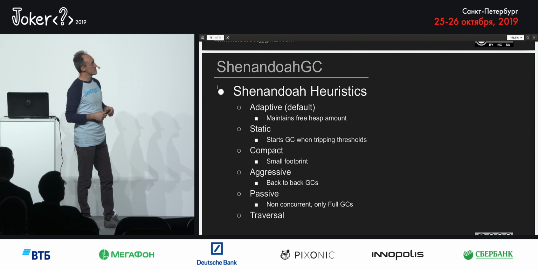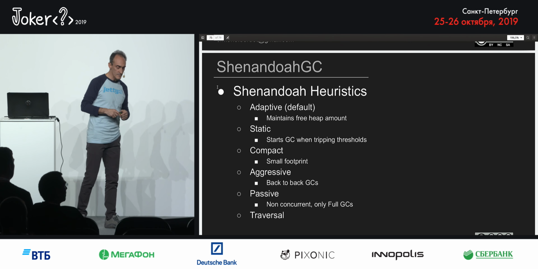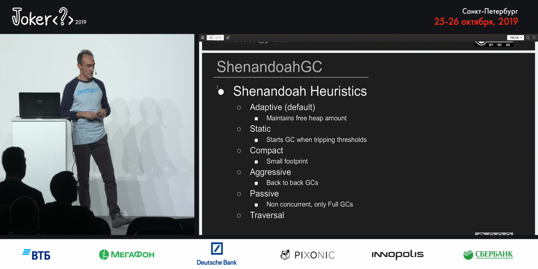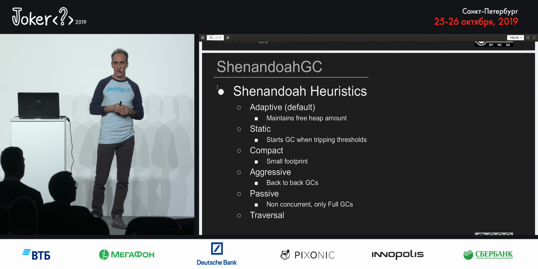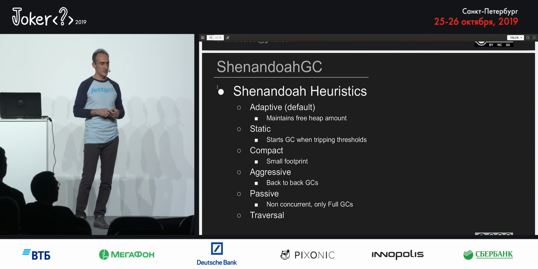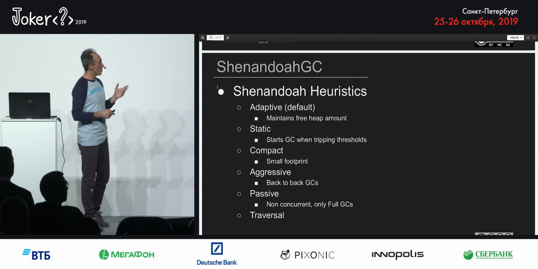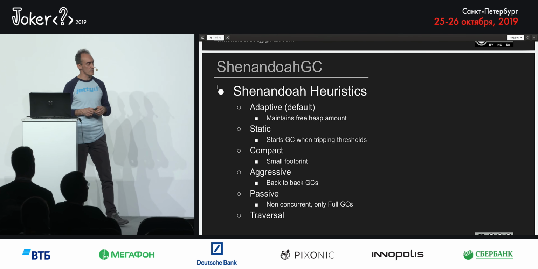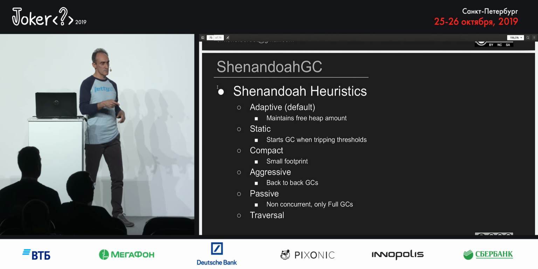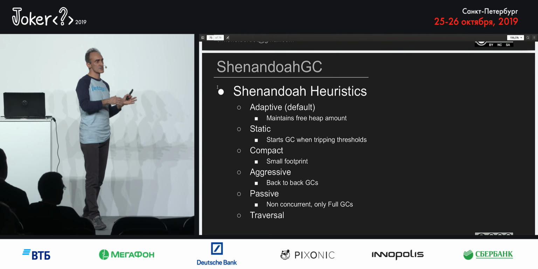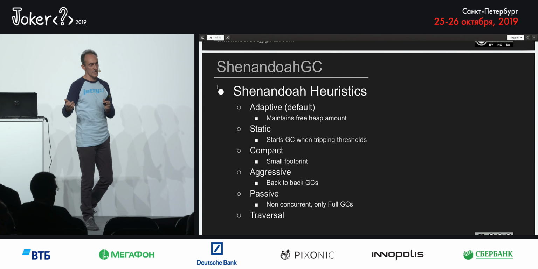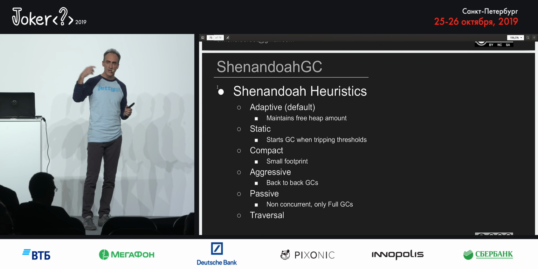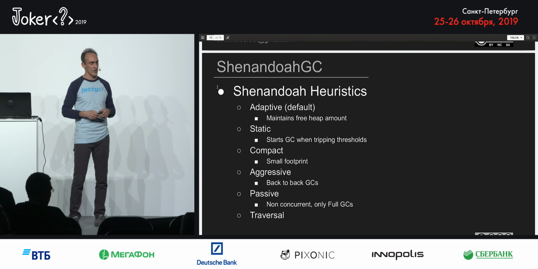So these are the Shenandoah heuristics that you could use. There's adaptive, which tries to maintain a constant free space; static, which trips a garbage collection every time you pass a certain threshold that you can configure; compact, which tries to minimize the memory footprint; and aggressive, which does back-to-back garbage collection, so as soon as one is finished, another one is immediately started, and you have a continuous cycle of garbage collection going on.